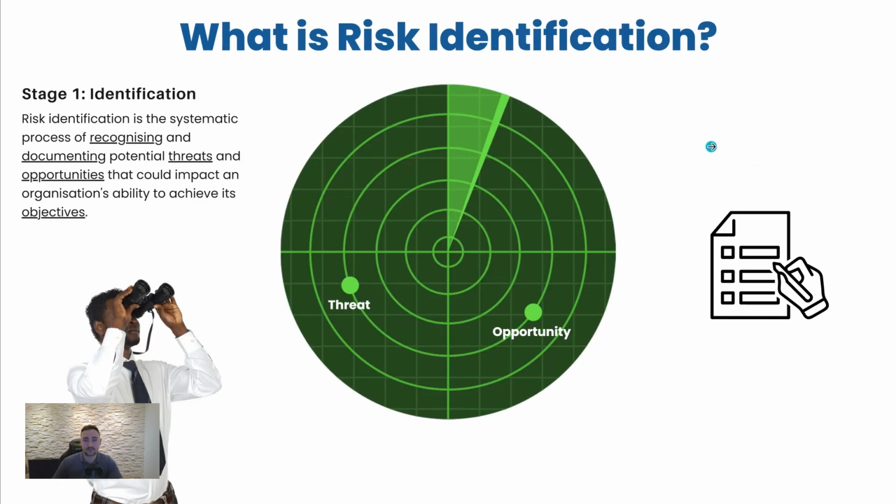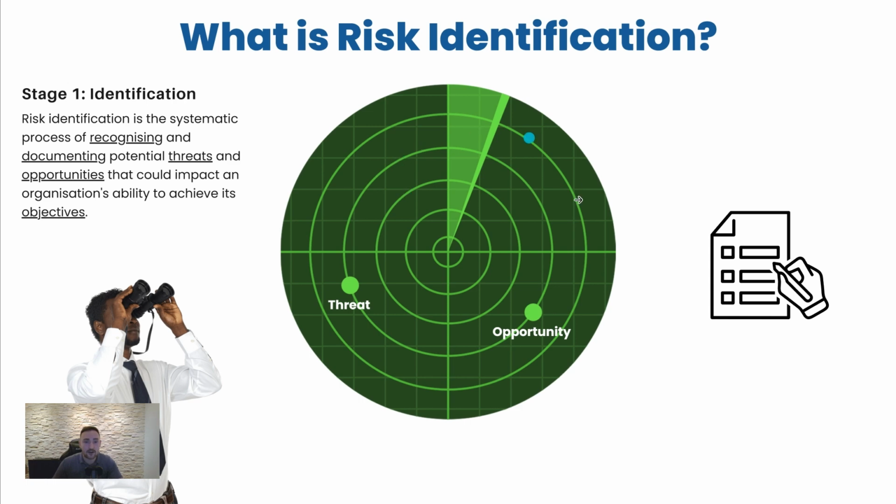So what is risk identification? So it's essentially the systematic process of recognizing and documenting potential threats and opportunities, because risks can be good things and bad things, that could impact an organization's ability to achieve its objectives. So we're always looking at risks in terms of our objectives when it comes to enterprise risk management.